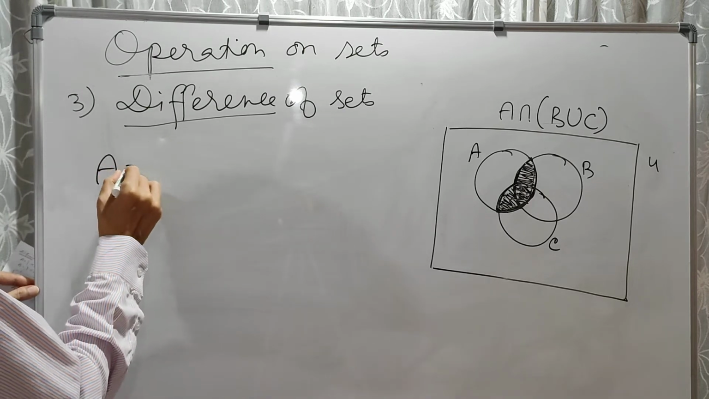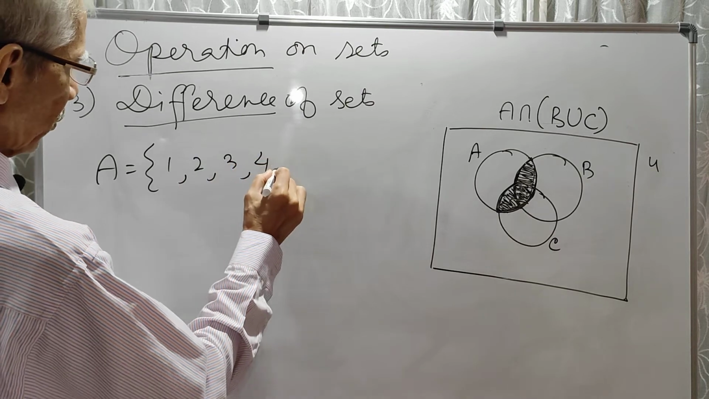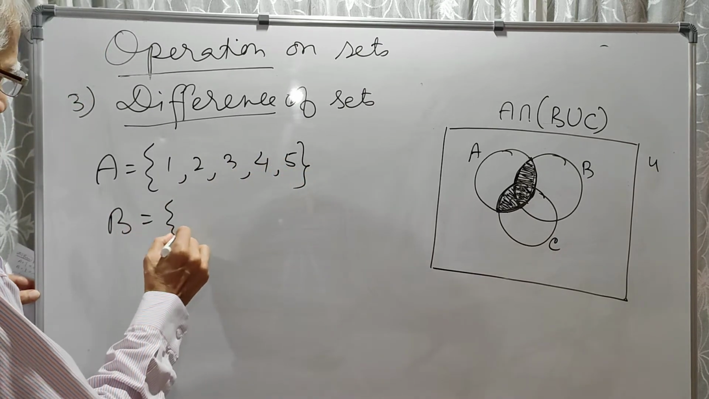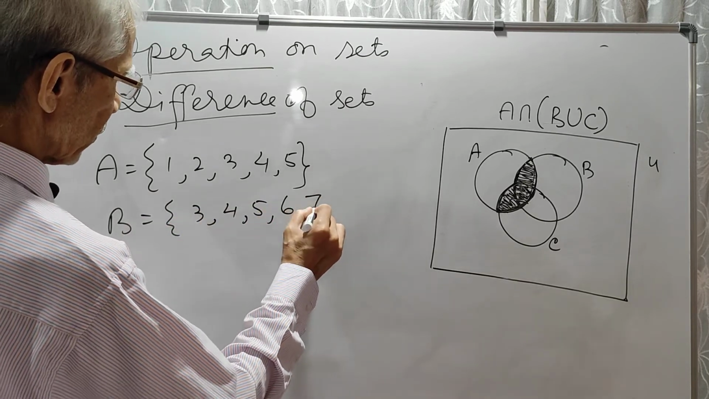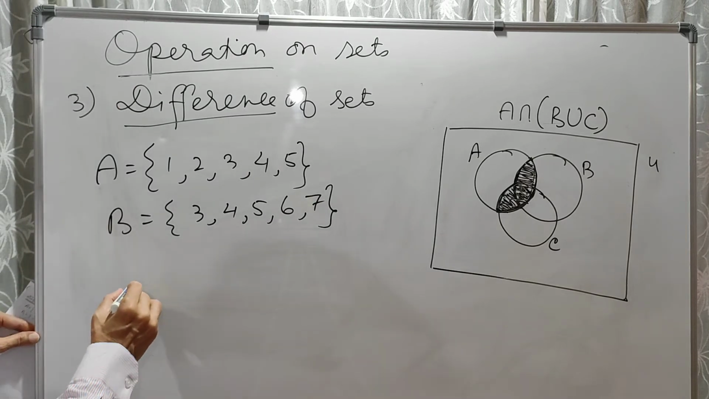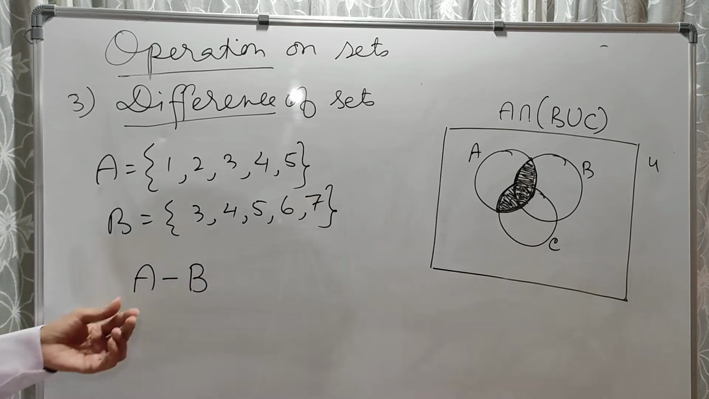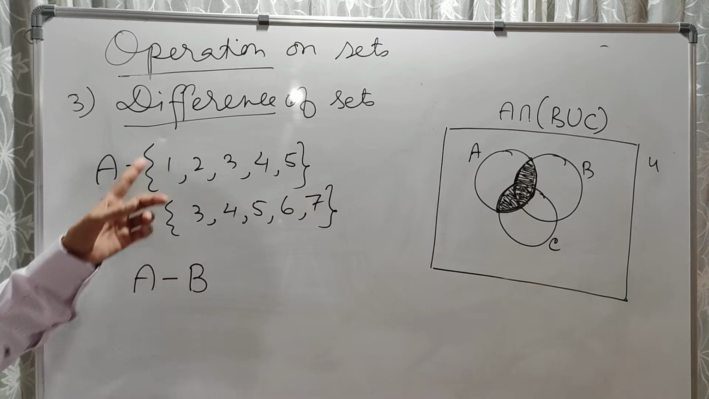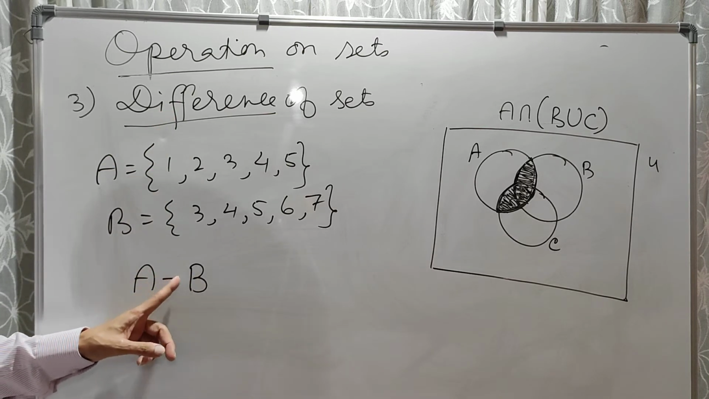Now consider this set. A is suppose 1, 2, 3, 4, 5, and B is suppose 3, 4, 5, 6, 7. Okay. Now, A difference B. You can read it as A minus B, or you can read it as A difference B. This is how it reads, A difference B or A minus B.